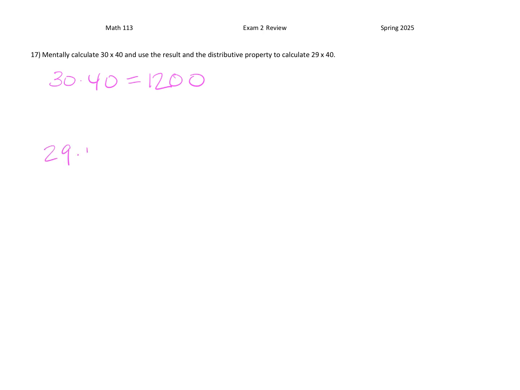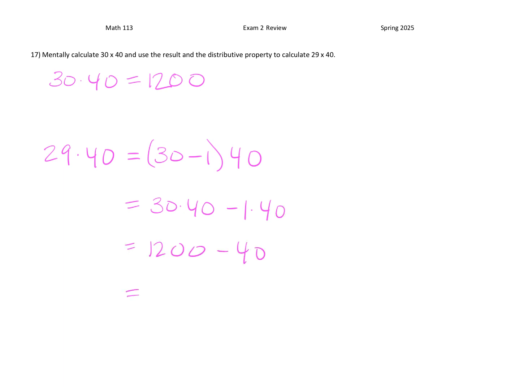So 29 times 40. Okay, I know 30 times 40, so instead of 29, I'm going to write that as 30 minus 1 times 40. And then I'm going to distribute 40 times 30 minus 1 times 40. So that's 1200 minus 40, which is 1160.